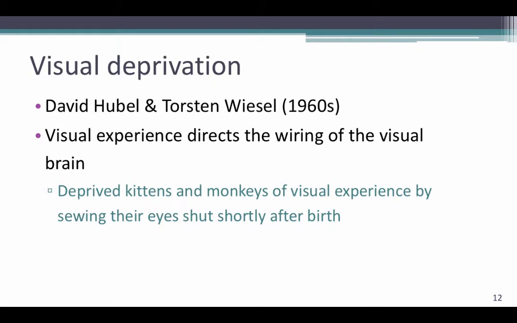In order to test the importance of vision in neural development, researchers in the 60s designed a visual deprivation experiment where they determined the visual experiences directly affect the wiring of the brain. They deprived kittens and monkeys of visual experiences by sewing their eyes shut shortly after birth.